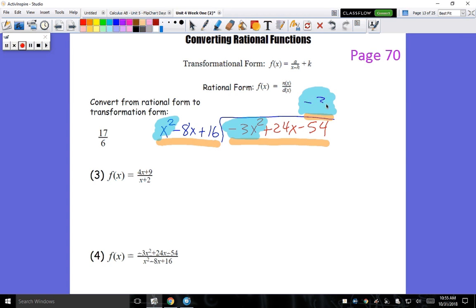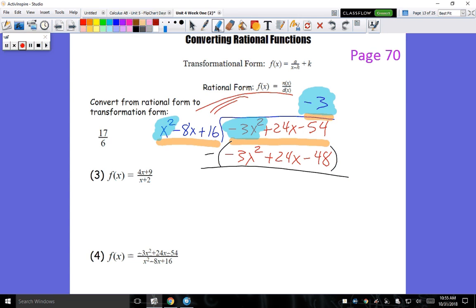-3. Okay, and now we're going to distribute that -3 across all of those pieces. So you get -3x squared plus 24x minus 48. We're going to subtract all of this. That means this will become a positive. A negative times a positive will become a negative. And then this negative times this negative will become a positive. So I'm really adding 3x squared to get 0. I'm really subtracting the 24 to get 0. And last but not least, I'm really adding the 48 so that I get a -6 as my final remaining answer.